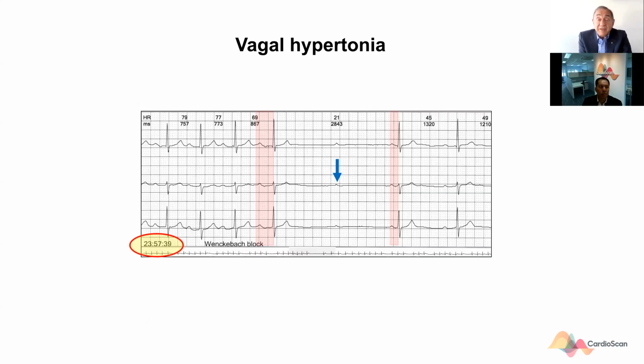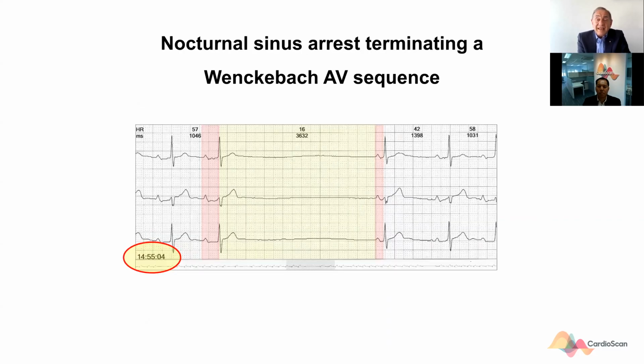11:57 at night, typical, as we said, absolute findings of Wenckebach AV block, 2.8-second pause, and there is a significant pause within the sinus rhythm with a sinus bradycardia. Here's another one. Looks similar to the one beforehand, but there's no P wave. It's gone. And this is a sinus arrest terminating a Wenckebach sequence.